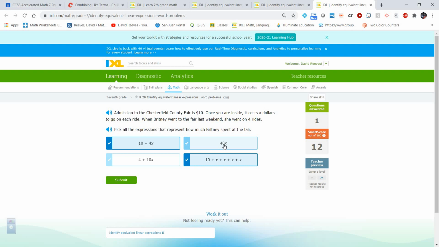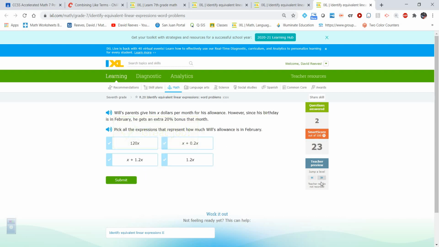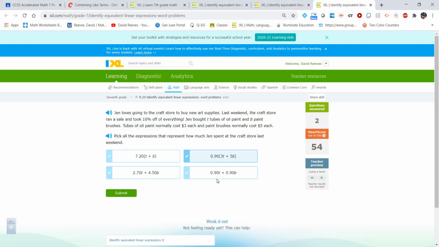Actually, excuse me, this would be 10 times 4x instead of 10 plus 4x. All right, let's skip up to this problem right here.